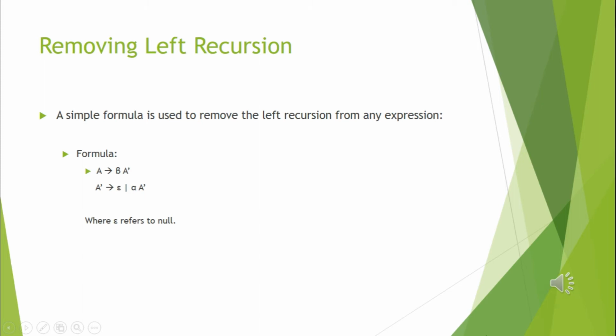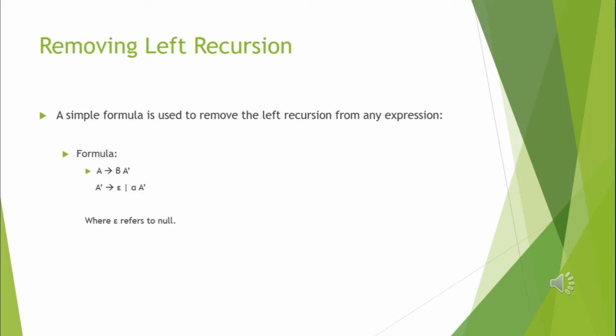Now to start with our main topic, that is removing the left recursion from a grammar. To understand this concept, we have to look into a formula first and then we will go into the example part. The formula says that A goes to beta A prime, and then A prime goes to either null or epsilon, and then alpha A prime. So basically we have to map whatever grammar is given, we have to find out what is alpha and beta in that specific grammar and map that grammar according to this formula so that we can remove the left recursion easily.